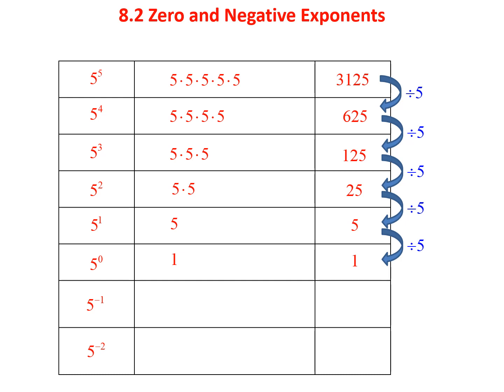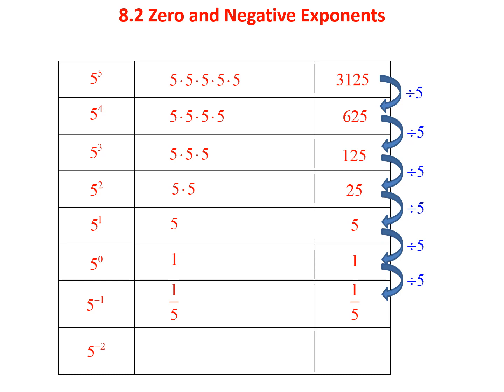What happens when I keep going? I've gone 5, 4, 3, 2, 1, 0, to minus 1. Well, let's continue our pattern. Divide by 5. What do I get? 1 over 5. This is the reciprocal of 5, or I'm dividing by 5 one time. Up above, I was multiplying by 5 one time, or 2 times, or 3 times. In the negative exponents, I'm dividing by 5 that many times.